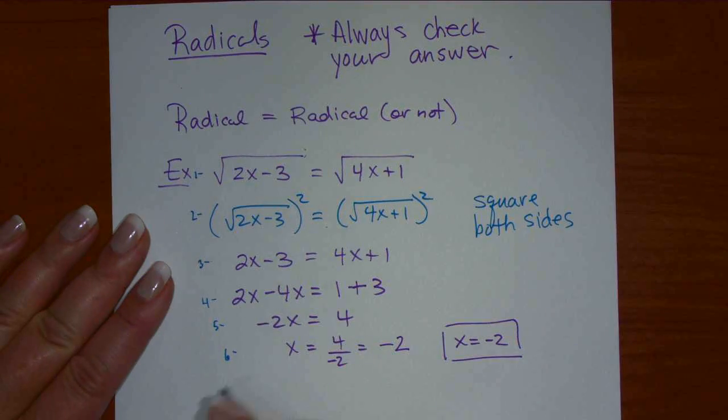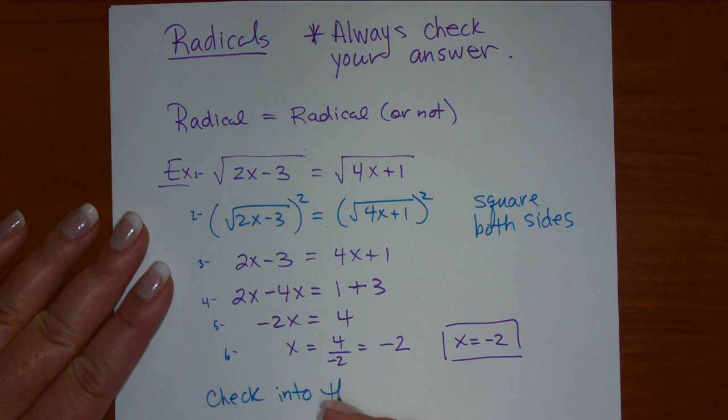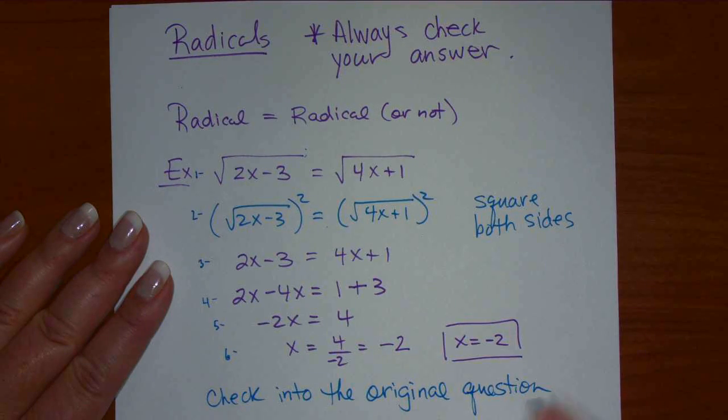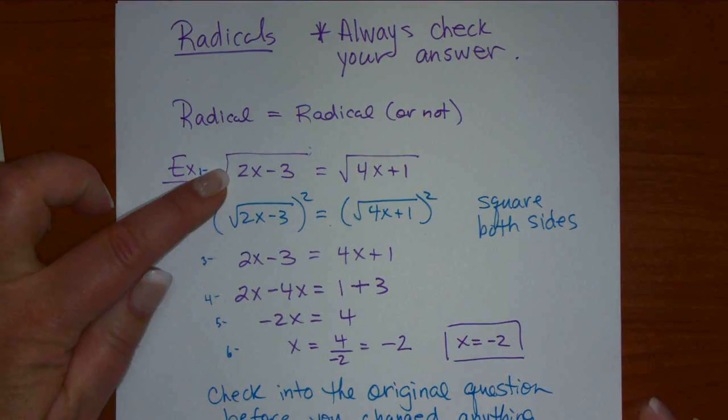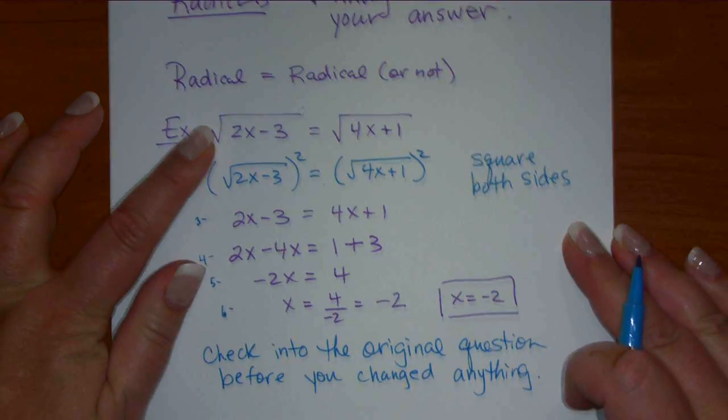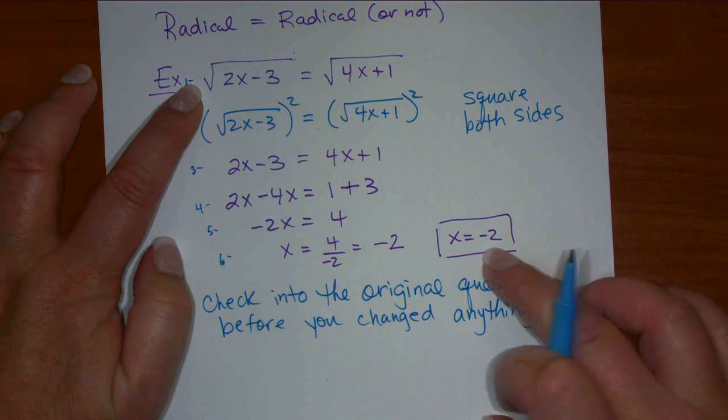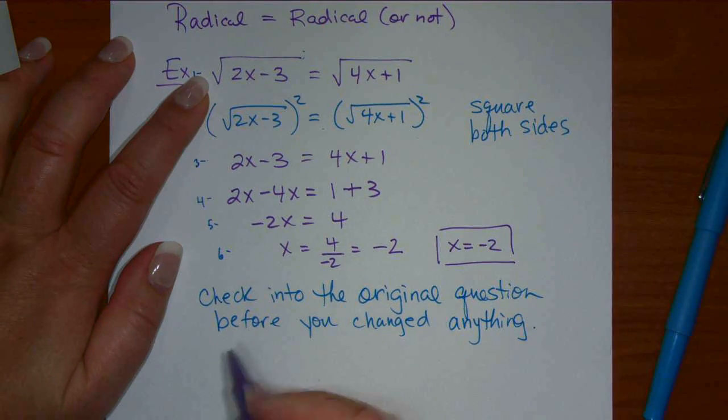So we need to check into the original question before you changed anything. So that's always that first line before you square both sides, before you do anything, you have to plug your answer into that. So we're going to take our x equals -2.